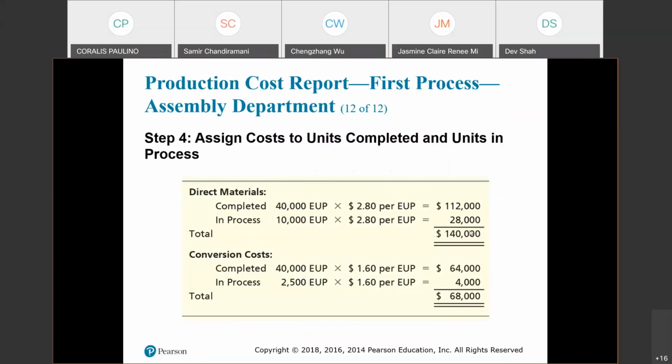Well, and in the last step, step 4, we assign the cost to units completed and units in process. Since we have known the physical units, since we have known the EPUs in step 2 and know the unit cost per EPU in the third step, we can multiply the results calculated in step 2 and step 3 to get the total cost for either direct material and conversion costs.